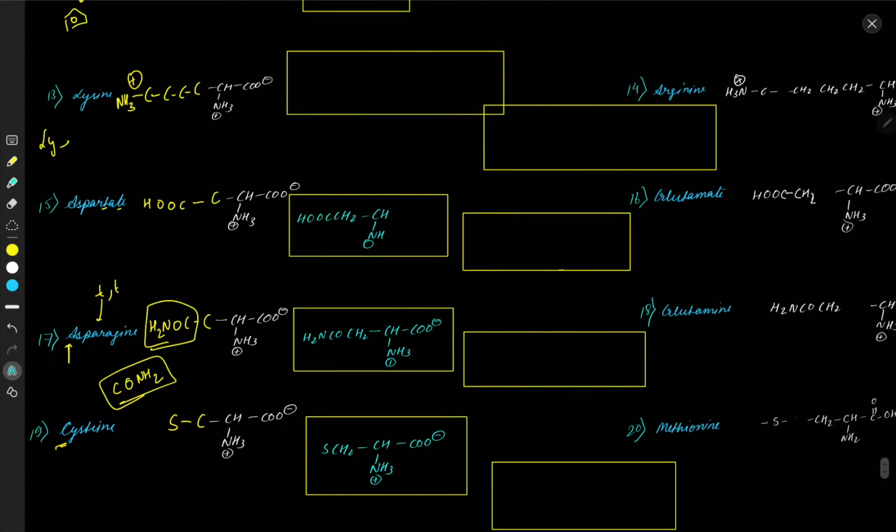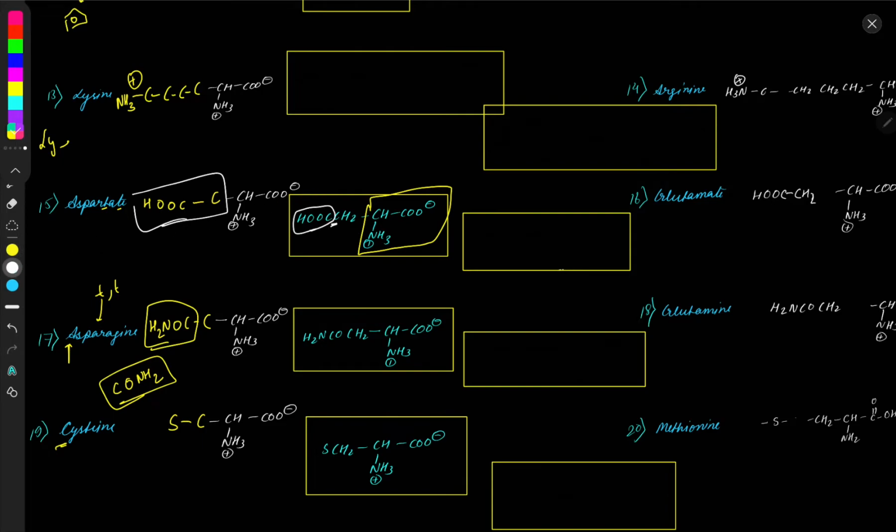Let's check aspartate. Aspartate, yes. We have added one acidic group and one C. See, this is the general structure of these, where we have added 1 carbon and 1 COOH group. Okay.